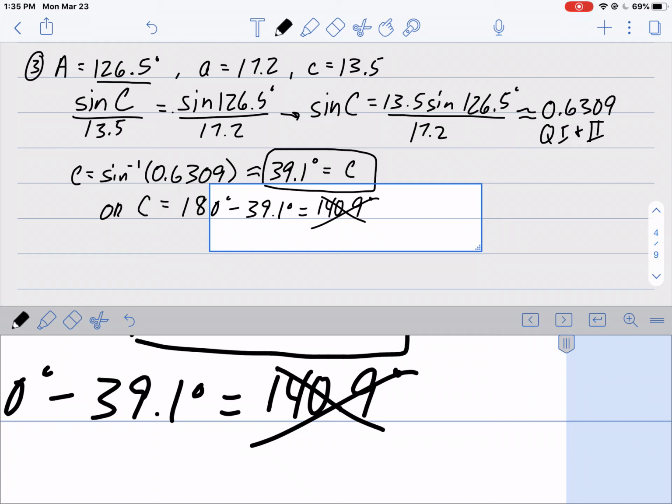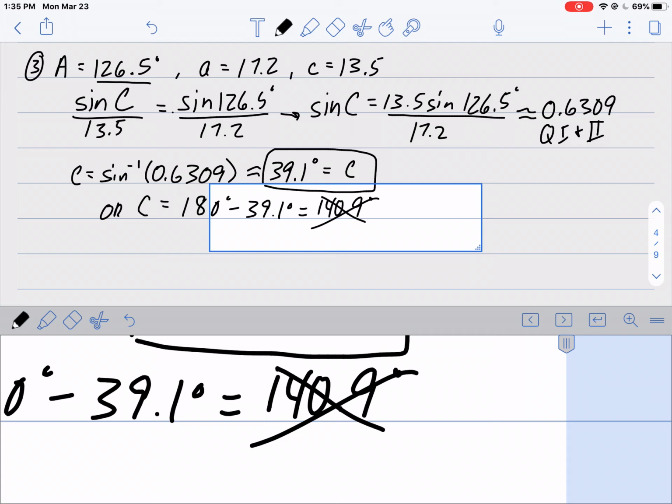But that's what I mean by when you find your second angle, do you have enough room in your triangle for a third angle? And in this case, definitely we don't. We don't even have enough room for the second angle, much less a third angle. So there's only one possible triangle here. And that's where angle C measures 39.1 degrees. Okay?